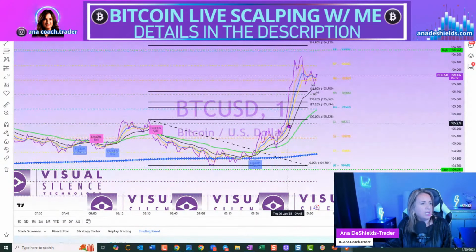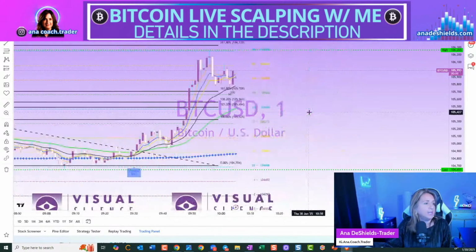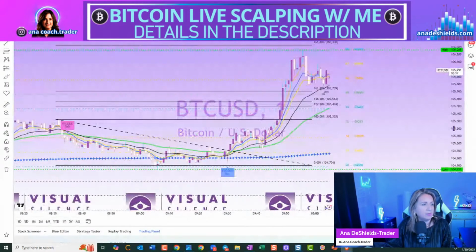She broke the support. A whole bunch of foxhole traps had gone off at this zone here, perhaps. Flew up. She came up and retested, and then came back down here into this zone to retest this level again. So I would definitely have anticipated this type of move.